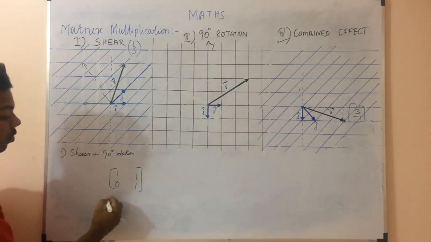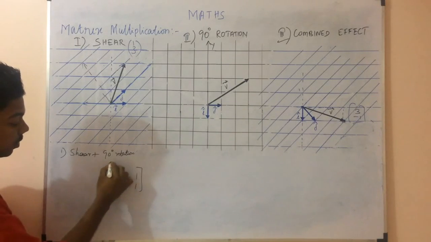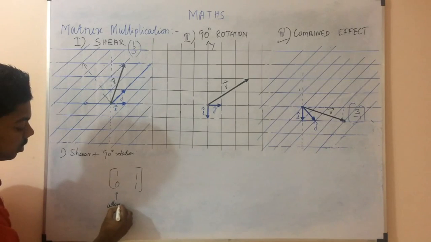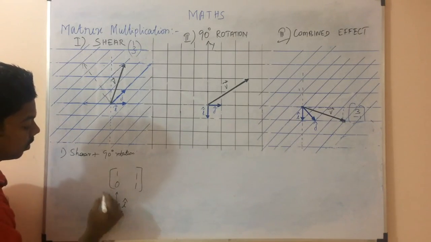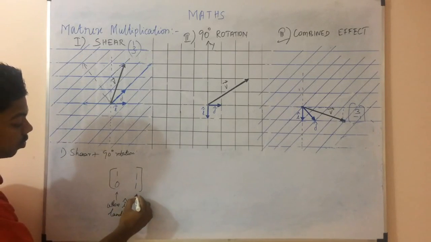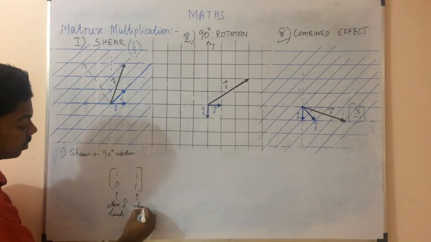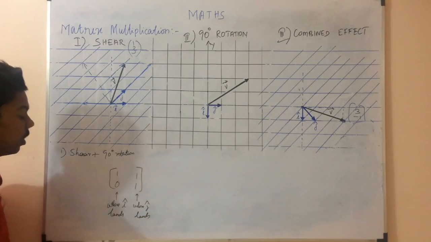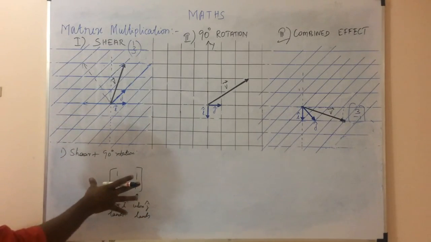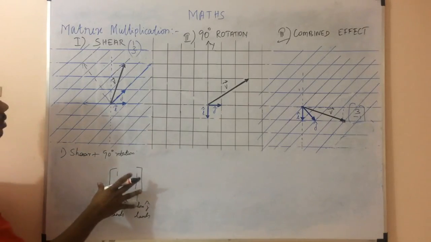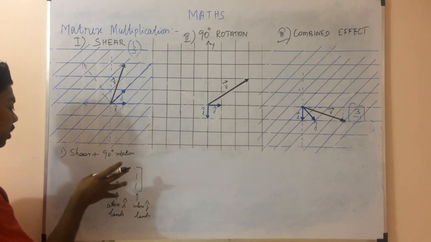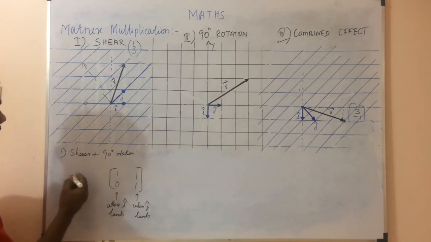So this denotes a matrix. This column represents where i cap lands, that is where i cap will go. Then this column represents where j cap lands. Okay, now this is a matrix transformation, a linear transformation, the shearing transformation. Now I am going to multiply this transformation with the 90-degree rotation.